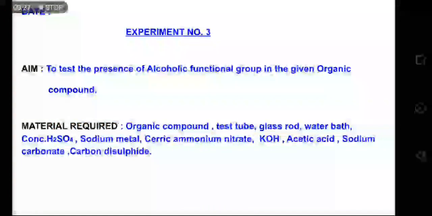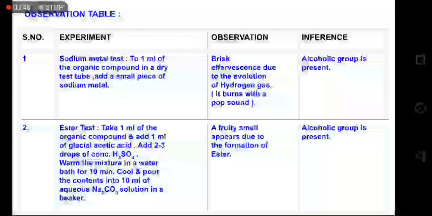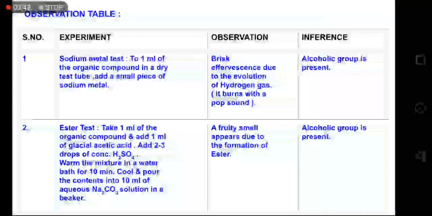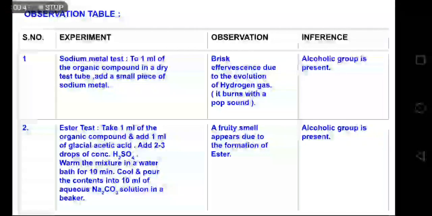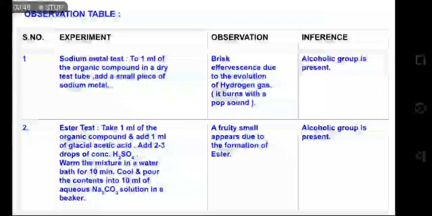So you will write like this in your file in the same manner. Aim: to test the presence of alcoholic functional group in the given organic compound, and these are the materials required. The observation table will be made like this after the materials required. And the first experiment is the sodium metal test.